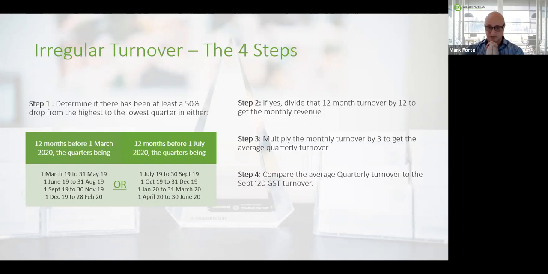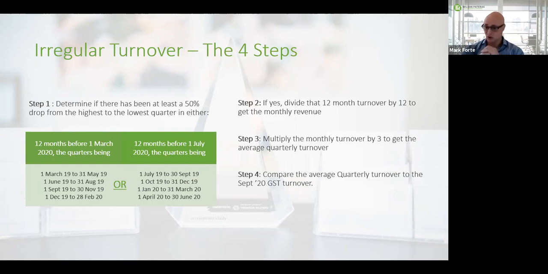Or we look at the 12 months before the 1st of July 2020, and they're your traditional best quarters. So if we determine in any of those months, looking at highest to lowest, that there has been at least a 50% drop, then we go on to step number 2. What we do there is divide the 12-month turnover. You add the total GST turnover for either 12-month period, divide that by 12 to get the monthly revenue. Once you've got the average monthly revenue, multiply that by 3 to get your average quarterly turnover.